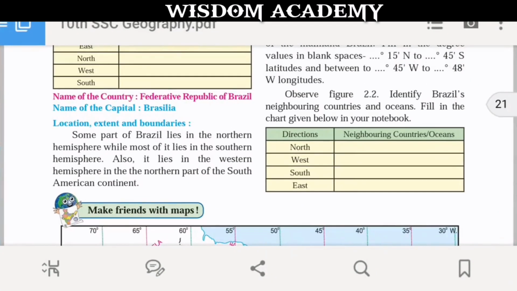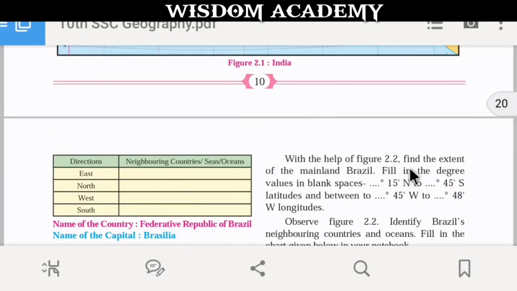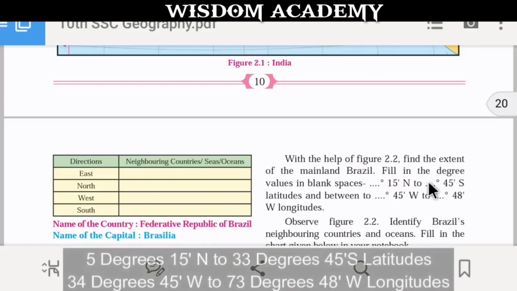What is the exact latitudinal and longitudinal extent of Brazil? So if you see the latitudinal extent of Brazil, it is between 5 degrees 15 minutes north to 33 degrees 45 minutes south latitude, and between 34 degrees 45 minutes west to 73 degrees 48 minutes west longitude. So ये ब्राज़ील का latitudinal longitudinal extent है.